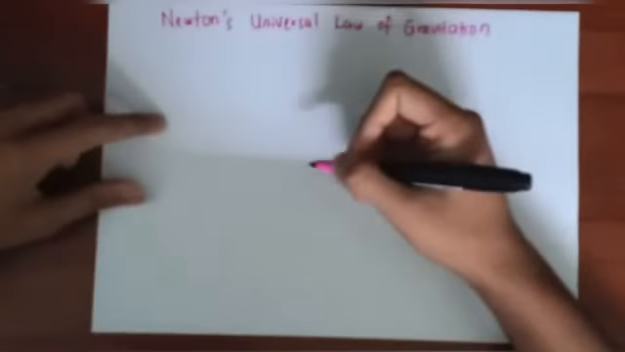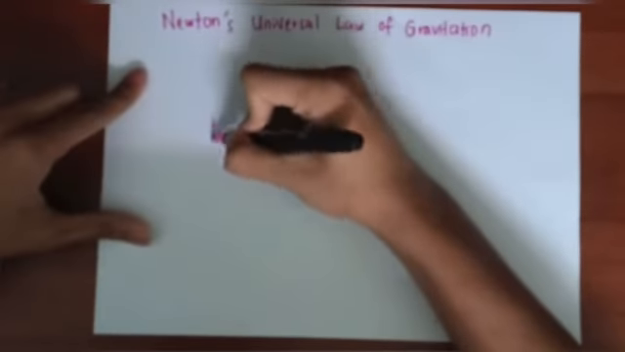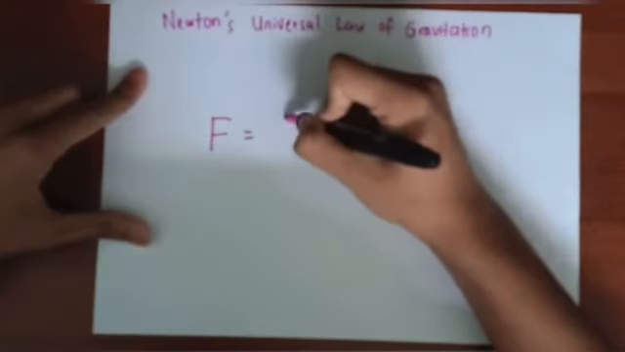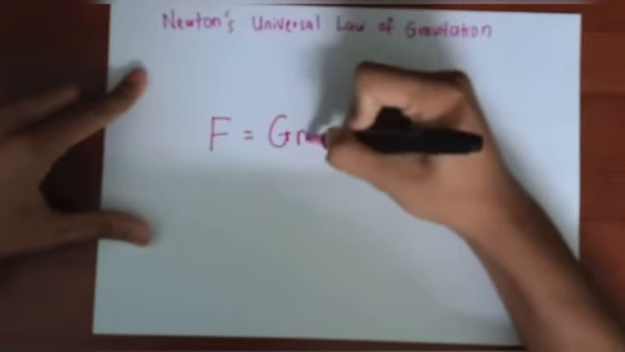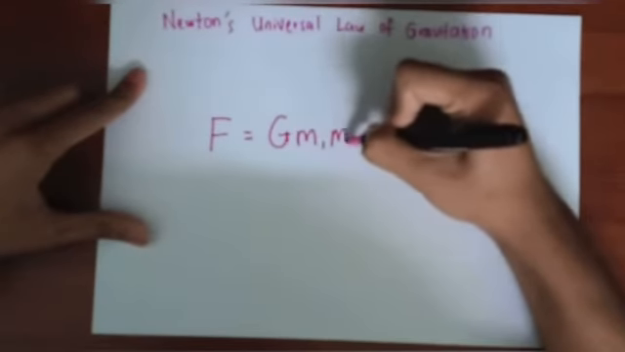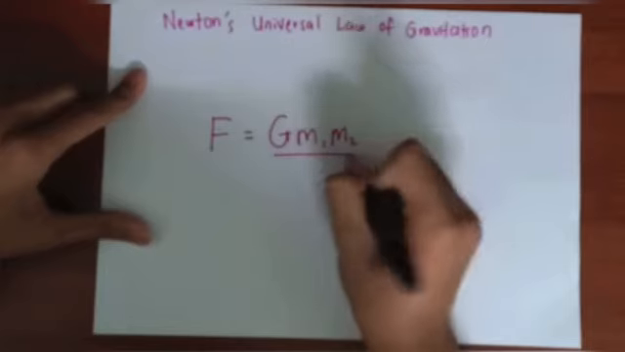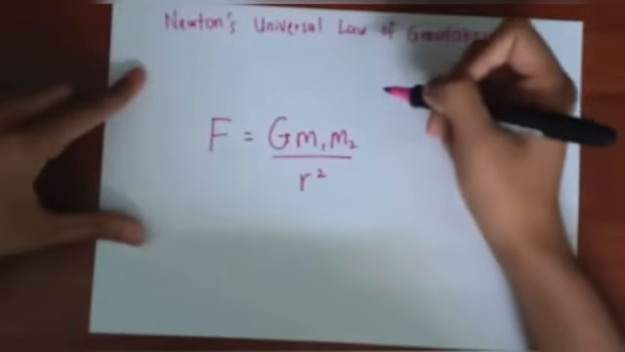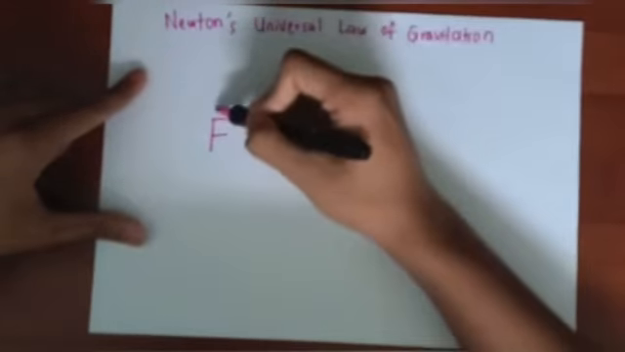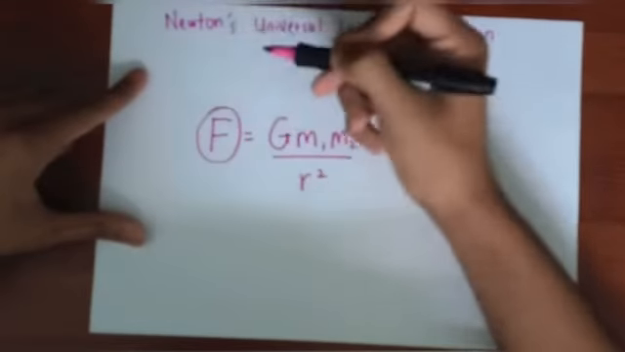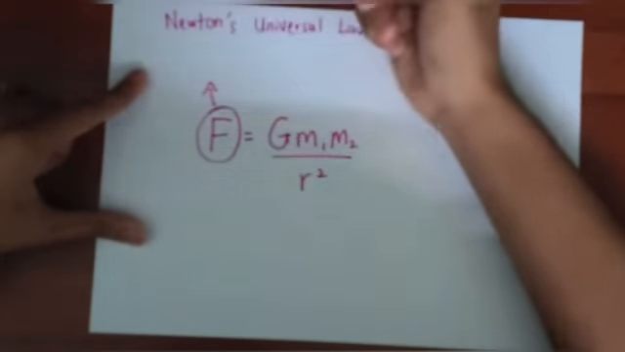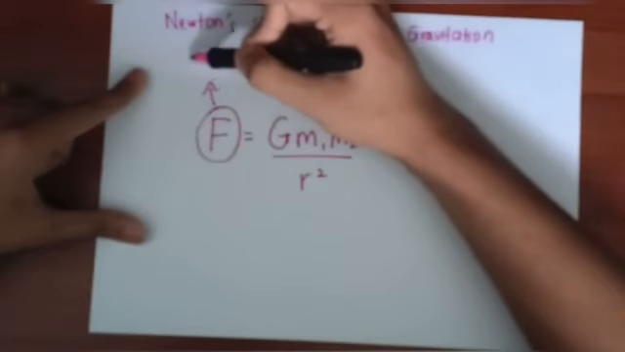So, I'm going to show you the first formula. F equals G M1 M2 over R squared. So, what is this? F, which is what we're going to find, is the gravitational force between two bodies.